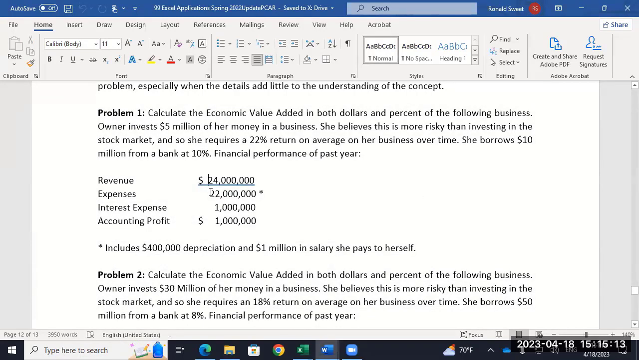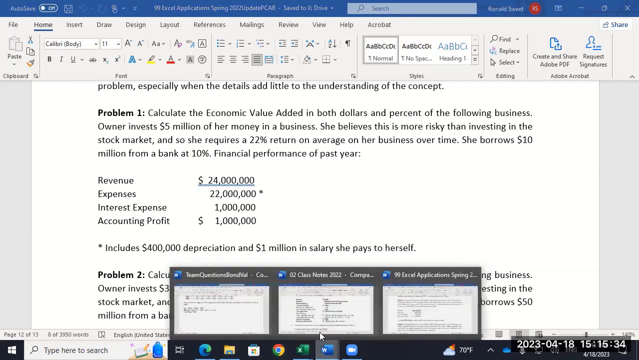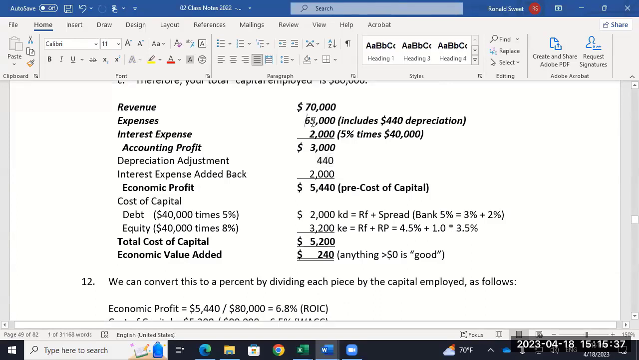I give you revenue, I give you expense, and expense has a footnote. It includes $400,000 in depreciation and $1 million that she paid to herself. What did I do with the $1 million she paid to herself when we did EVA? Y'all remember? It was in expenses. What did I do to adjust it? Let's say this includes $60,000 she paid to herself. What did I do with that? Y'all see it anywhere? I didn't do anything with it, right? That's bogus information to throw you off.